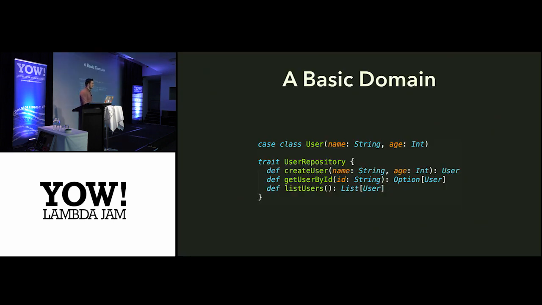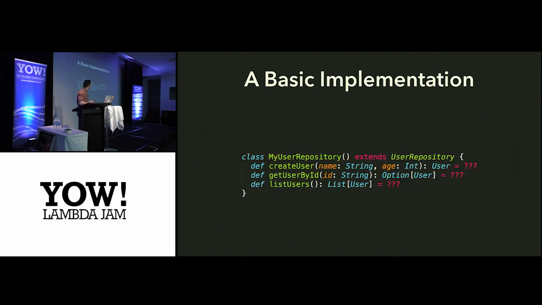So let's start with the basic domain. Let's say we have a basic user that just has a name and an age, and we have a user repository which gives us a few functions that can act on that domain. So create user, which returns a user, list users, and so on. A basic implementation in Scala, and if you're not familiar with Scala but you are with Haskell, just imagine half of that code isn't there. It looks something like this.